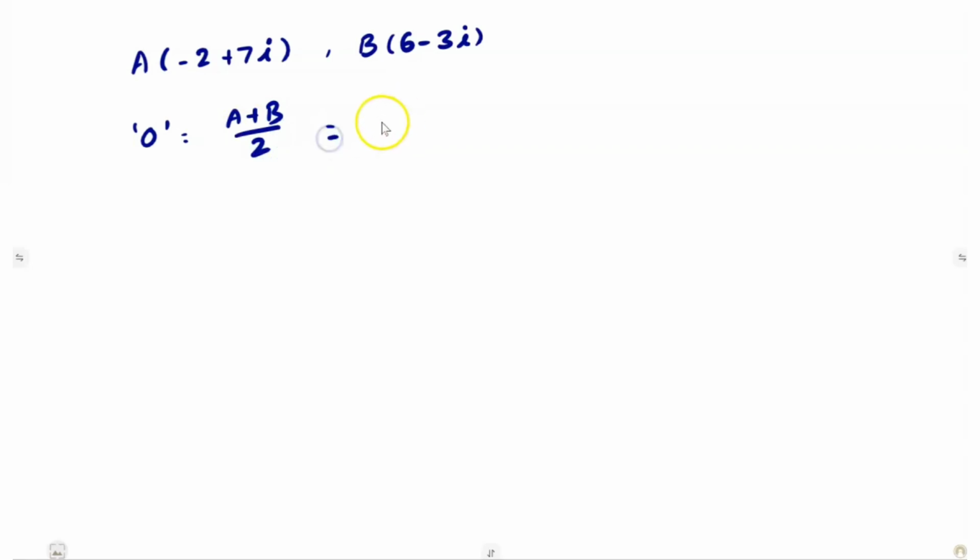Let us take point A as -2 plus 7i and the point B is 6 minus 3i. Here let us take midpoint of AB, which is O, which we can write as the sum of these 2 points, A plus B, by 2. We need to take half of that. So let us take -2 plus 7i plus B, 6 minus 3i, by 2.